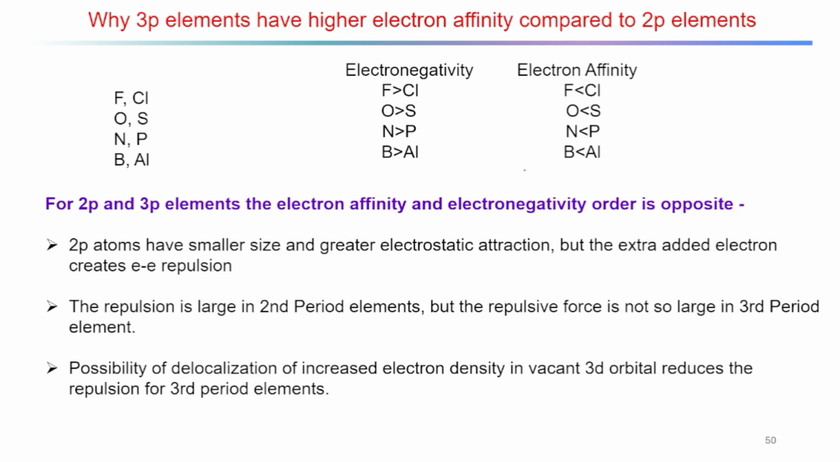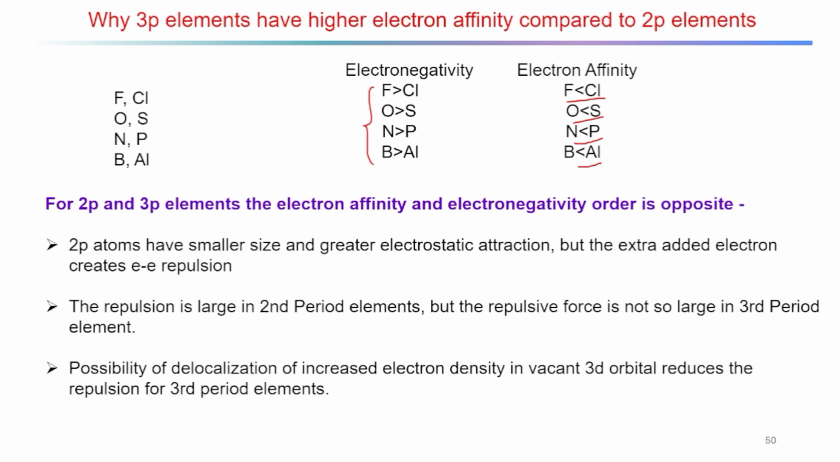Now let's see the pairs. So we have fluorine and chlorine, and this is the electron affinity value. Chlorine has higher electron affinity, and in the pair of oxygen and sulfur, sulfur has higher electron affinity. In the pair of nitrogen and phosphorus, phosphorus has higher electron affinity, and in the pair of boron and aluminium, aluminium has higher electron affinity. But the electronegativity trend is actually completely opposite.